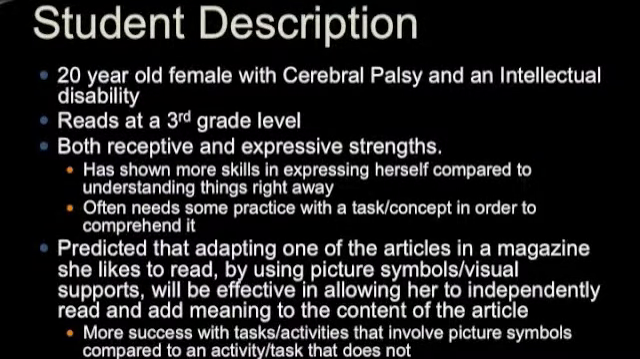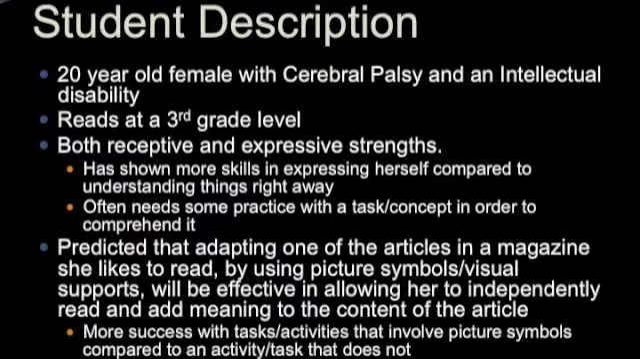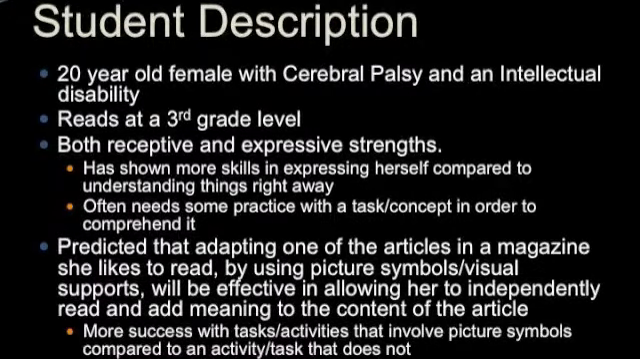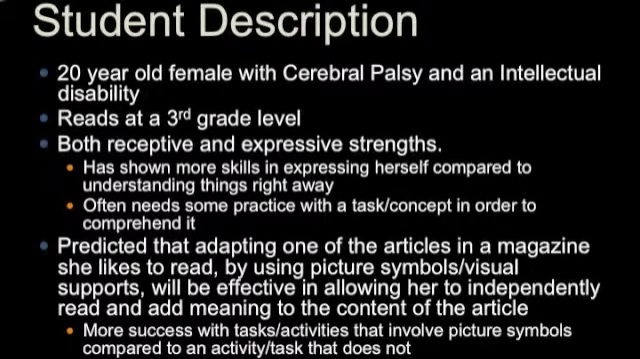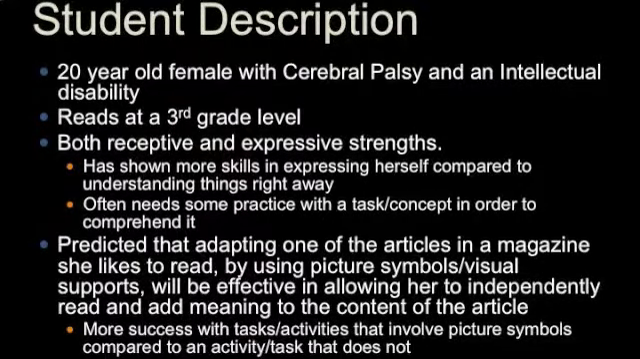The target student for this assignment is a 20-year-old female with cerebral palsy and an intellectual disability. She currently reads at a third grade level. The student has receptive and expressive strengths. However, with my past work with her, she has shown more skills in being able to express herself compared to being able to understand things right away.